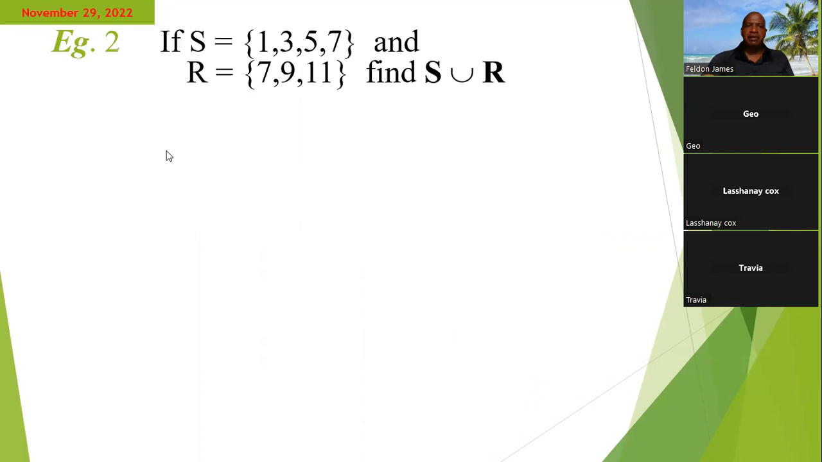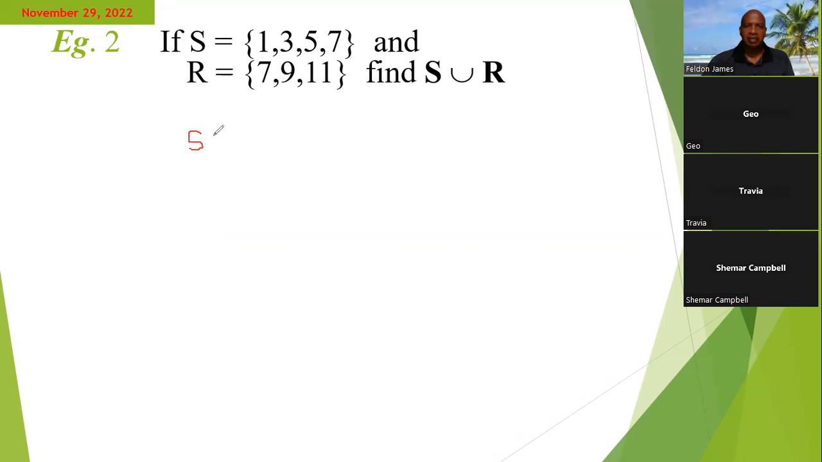Now here we have S is a set {1, 3, 5, 7}, and R is the set {7, 9, 11}. S union R, what would that look like? Now, my question though, how would you draw the Venn diagram for this? First and foremost, what would be the members listed in the union? Can somebody tell me what members you get from the union? You'd have 1, 3, 5, 7, 9, 11.